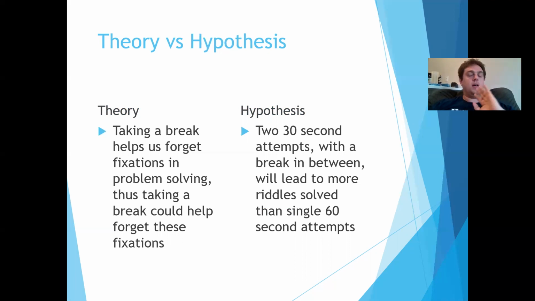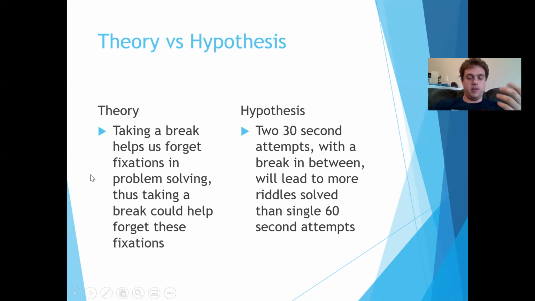A hypothesis, on the other hand, is how do we actually translate that into something measurable, something testable? So maybe I give people two 30-second attempts with a break in between to solve a riddle rather than one 60-second attempt. And I predict that the two 30-second attempts will lead to more riddles solved than single 60-second attempts. So again, don't worry about all the details there, that's just an example, but the big difference is that one is at the experiment level: what am I actually predicting will happen that's going to support or not support my theory.